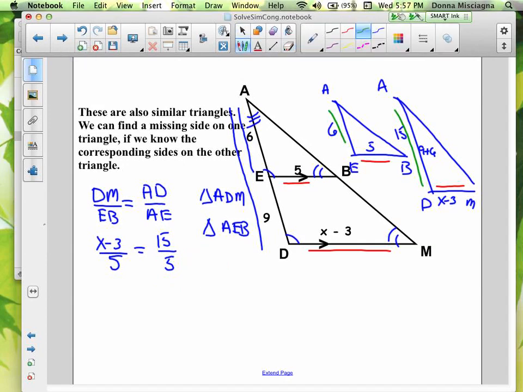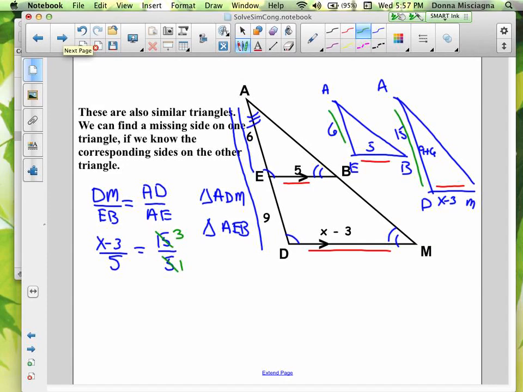We can reduce within the fraction. And so 5 goes into 15 3 times. 5 will go into 5 1 time. That's all I can do. I also could have reduced the 2 5s if I wanted to. It wouldn't have made any difference.